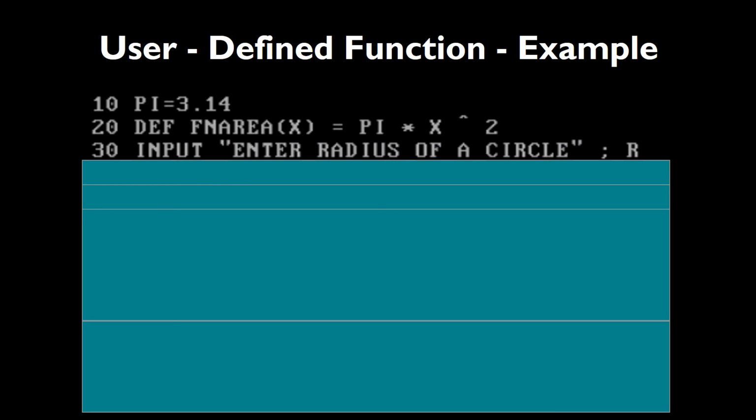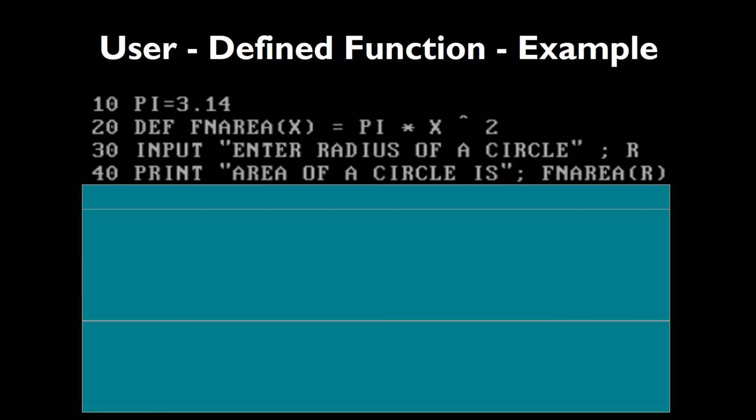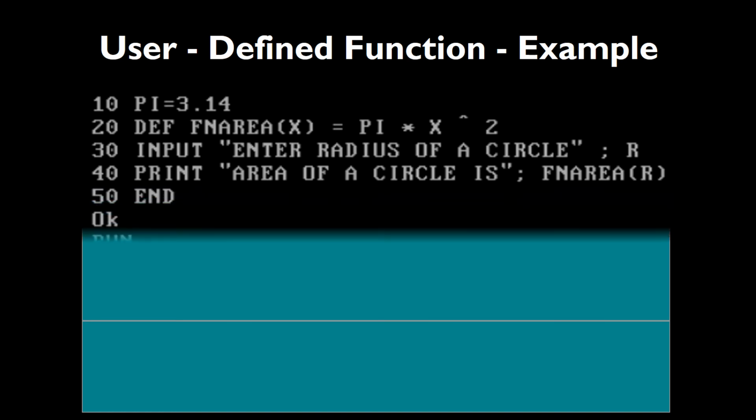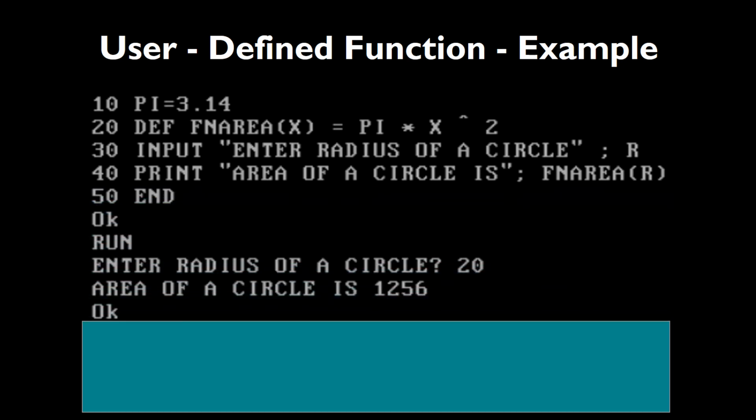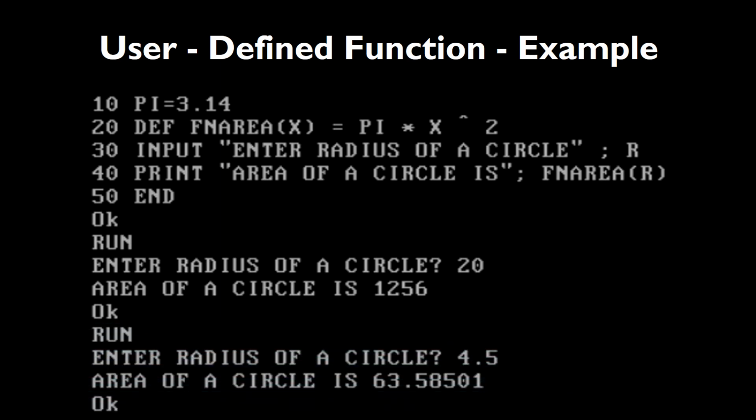I'm going to take the input from the user as "Enter radius of a circle", R, and print. Here I'm going to call the function which I have made to calculate the area, FN AREA, and here I will use the value R, the radius which the user has entered, and execute the program. Enter radius of a circle. I'm giving it 20. It will return the area of circle as 1256. If I say 4.5 as the radius of the circle, then it will return the area of the circle as 63.58501.